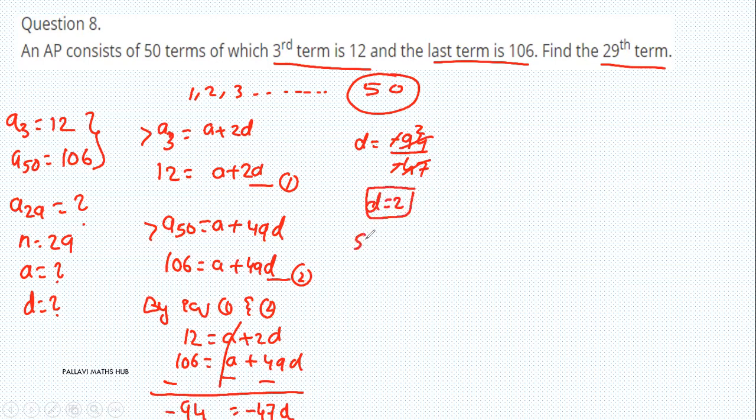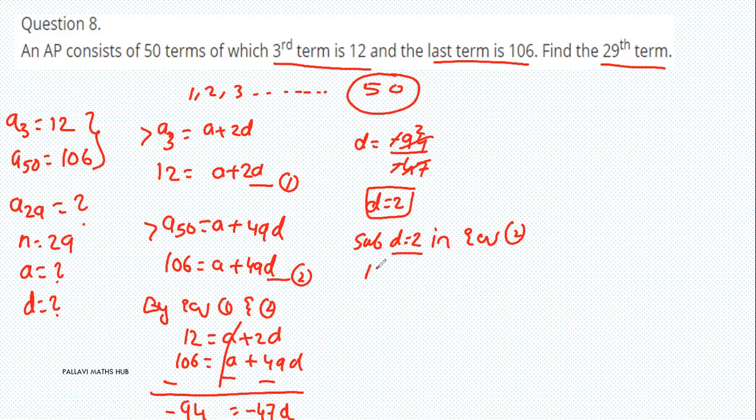Now substitute d is equal to 2 in equation 1 or 2. Here I am substituting in equation 2. Substitute d is equal to 2 in equation 2. Substitute in any equation, you will get the same answer. Here don't get confused. I need to substitute in equation 1 or else in equation 2? No, you can substitute in any equation. You will get the same answer.